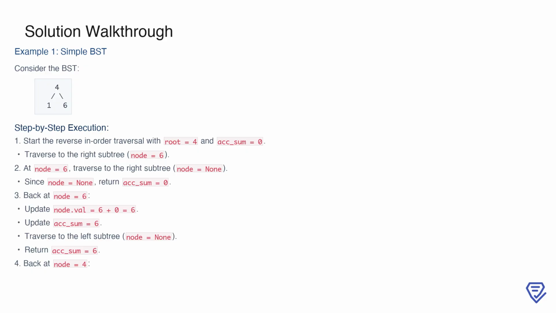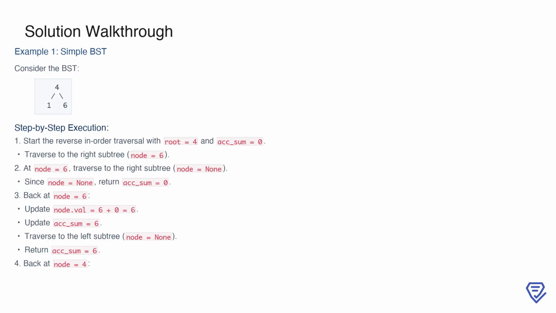First, we move to the right subtree, reaching node 6. At node 6, we attempt to go further right, but since there's no right child, we return the accumulated sum, which remains 0. Now, at node 6, we update its value by adding the accumulated sum to its current value, 6 plus 0 equals 6. We then update the accumulated sum to 6 and proceed to traverse the left subtree of node 6. Again, there's no left child, so we return the accumulated sum, which is still 6.